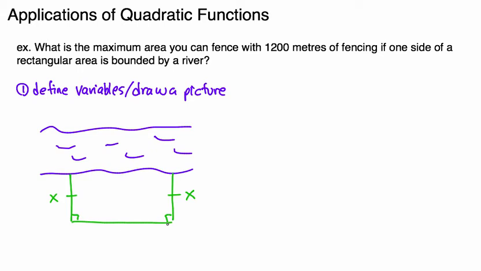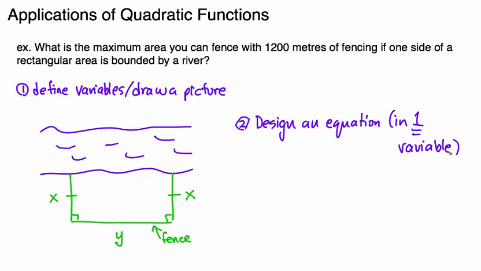And I don't know how far this one is. If I use a variable like y, a second variable, to work with on my picture, that's okay, but my equation needs to only have one variable in it. So my second step is to design an equation, and it has to be in one variable. Area is, for a rectangle, length times width, in this case x times y, but I'm not allowed to have these two different variables.